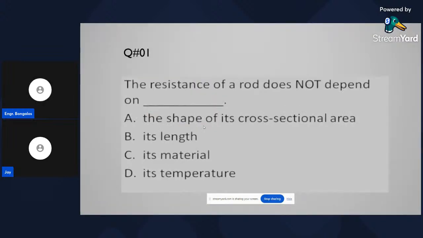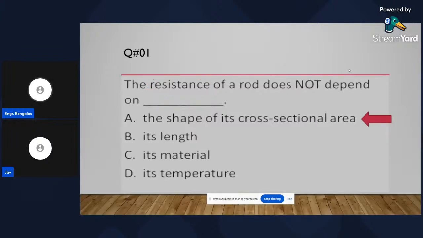So question number 1. The resistance of a rod does not depend on. Letter A, the shape of its cross-sectional area. B, its length. C, its material. D, its temperature. So ibig sabihin, ganito. Pinag-uusapan dito is yung resistance. Ibig sabihin daw dito, does not depend on. So ano ba yung tama dito?